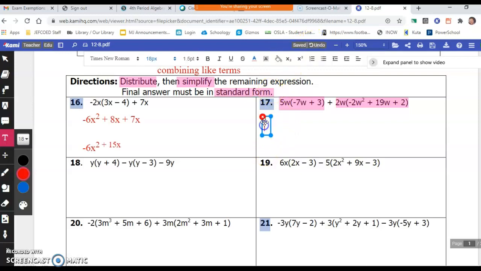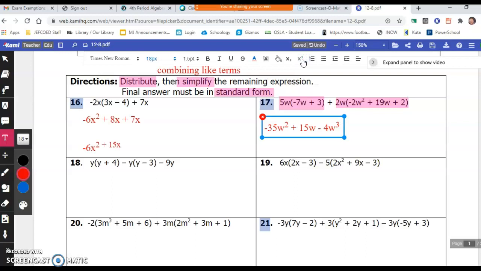Negative 35w, excuse me, squared. All right. And then we have 5w times that 3. That's going to be plus 15w. Okay. Now, let's go ahead and fill in what we have on the second half, or the second expression. 2w times that negative 2w is going to be what? So negative 4w to the third.